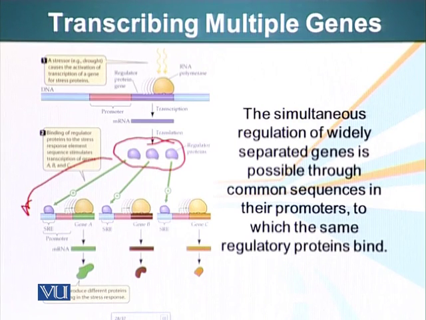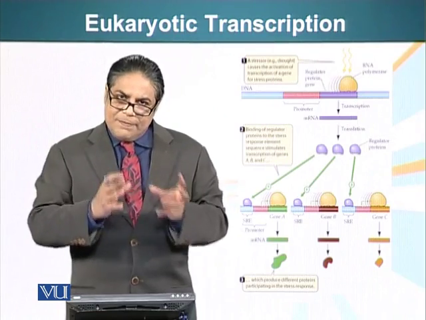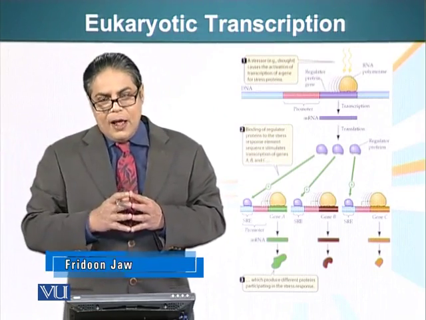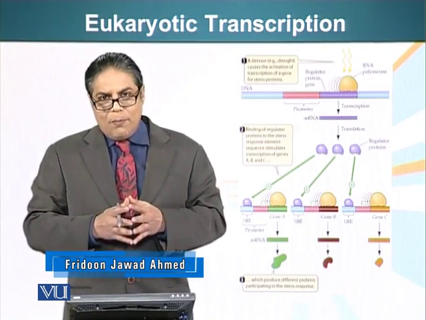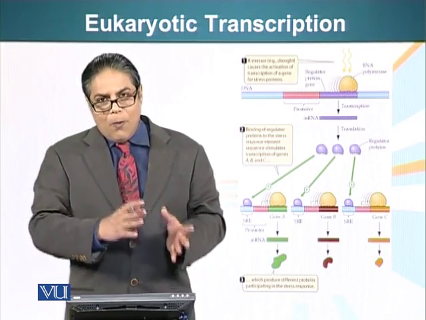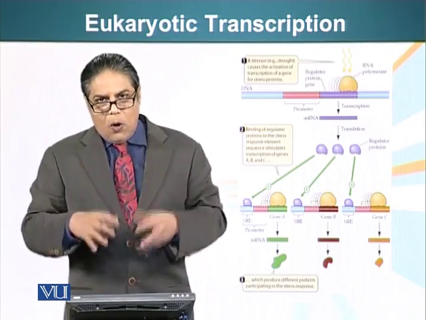So it doesn't matter if the genes are separated, on different chromosomes, or far apart. As long as they have a promoter which is recognized by a specific transcription factor, all those genes will be activated once that transcription factor is available or in active form. So we have seen these two different strategies of how prokaryotes and eukaryotes turn their genes on or off.